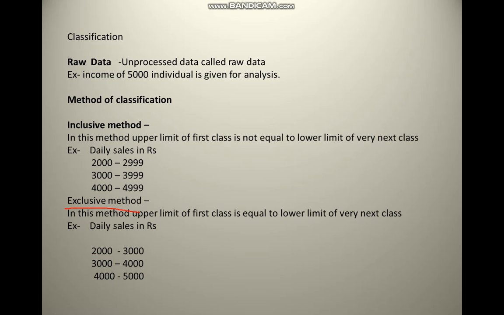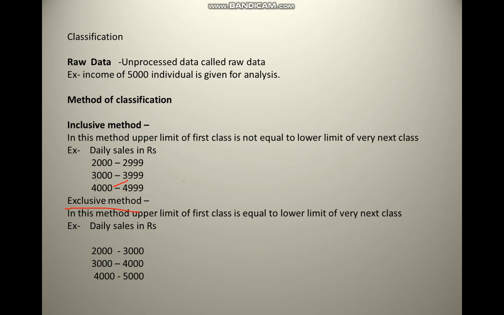Okay, then in the inclusive method, in this method the upper limit of the first class is not equal to the lower limit of the very next class. Here we can see this is the upper limit and this is the lower limit, they are not the same, that is called the inclusive method. Here also not the same. Okay, then exclusive method.